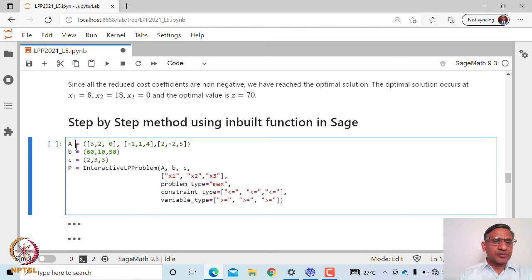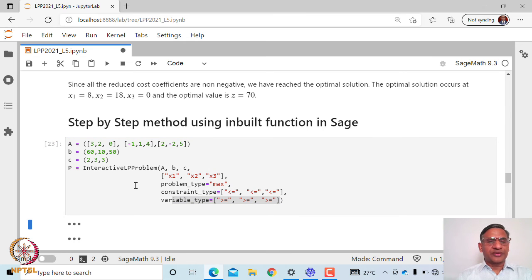So this is again exactly the problem which we are defining. A is the rows of the coefficient matrix, B is the right hand side, C is the coefficients of the objective function, and we create P equal to InteractiveLPProblem, giving A, B and C, and then the variables here are x1, x2, x3, x4. The problem type is maximization. Then the constraints are all less than or equal to type. In case some constraints are greater than or equal to, or equal to, you have to change accordingly. And the variable types are all non-negative. So that is the problem. This is how we would define the problem.